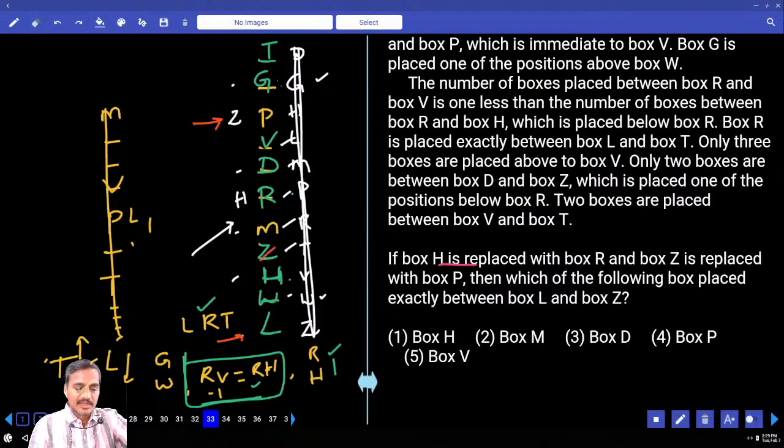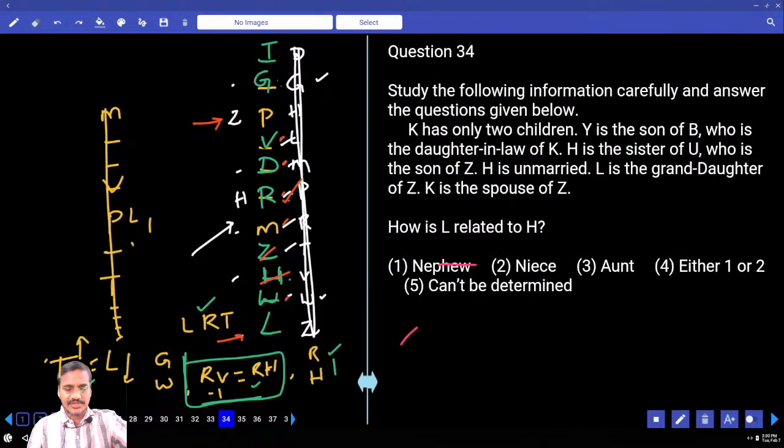Now Z is gone, and at the same time Z and H are also gone. And among the remaining, how many are there? 1 2 3 4 5. Among these 5, which is exactly at the center? H and R is exactly at the center. So between L and Z, what is your answer here? H is choice 1. Is that fine? Then next one.